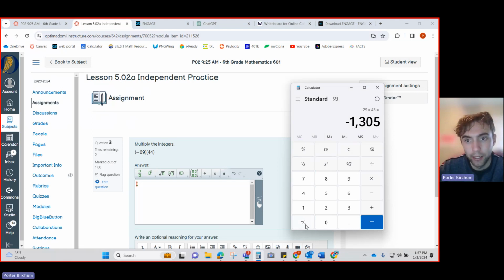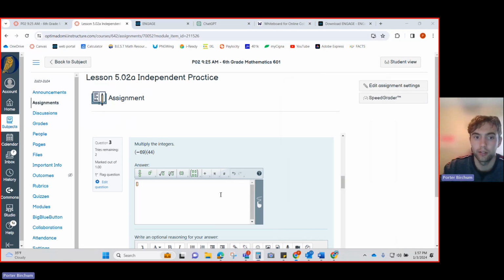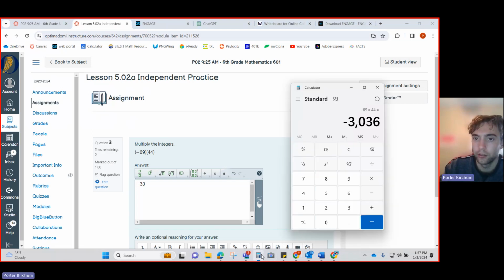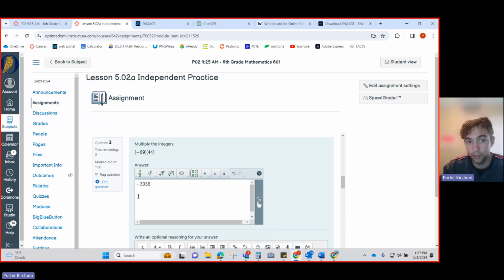So I'm going to try typing this in my calculator. -69, make it negative, times 44 is -3,036. You can definitely do this by hand, but you are allowed to use a calculator. So saith the state of Florida. That's not a Mr. Burcham rule. There's one negative in the question, so the answer will be negative.